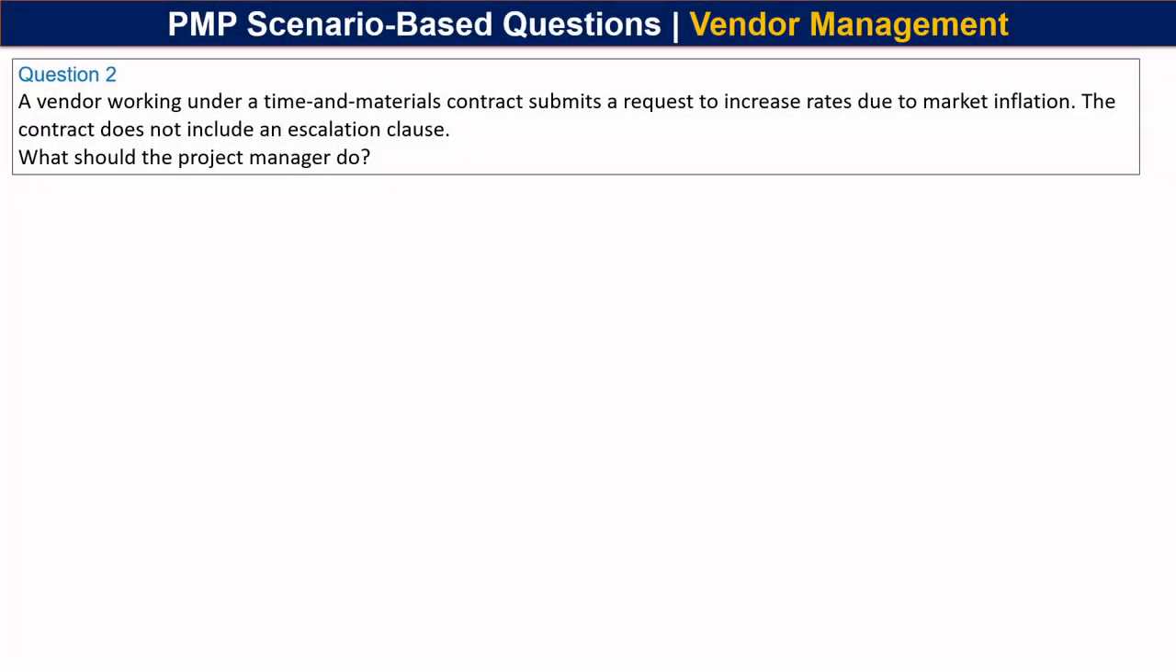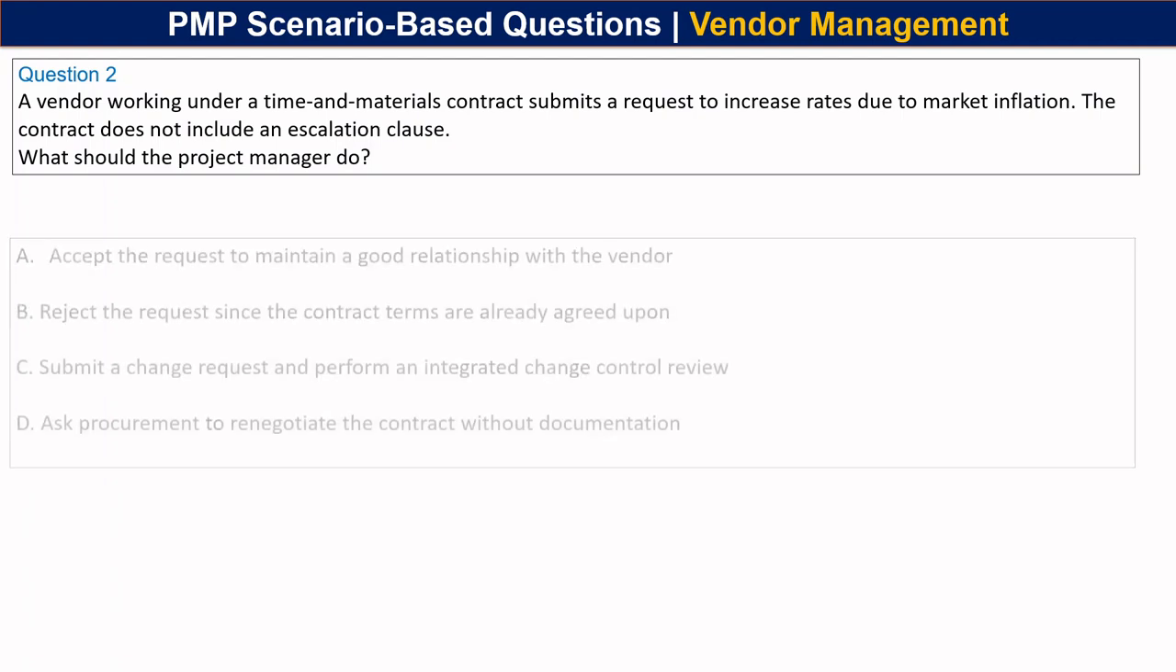Question 2. A vendor working under a time and materials contract submits a request to increase rates due to market inflation. The contract does not include an escalation clause. What should the project manager do?